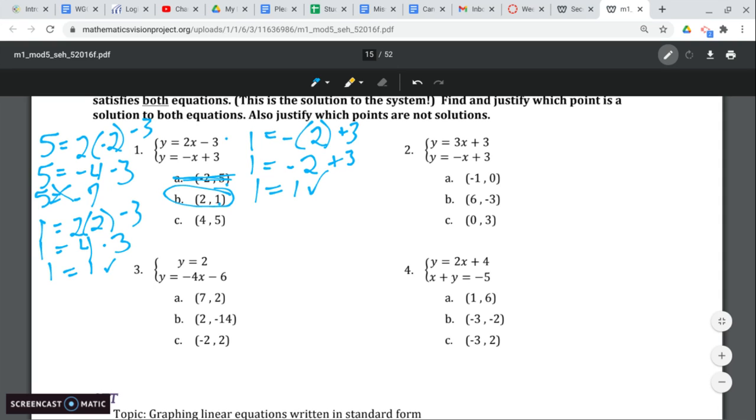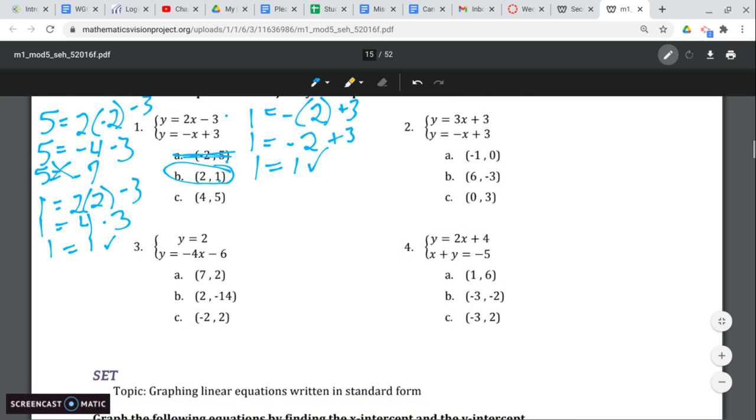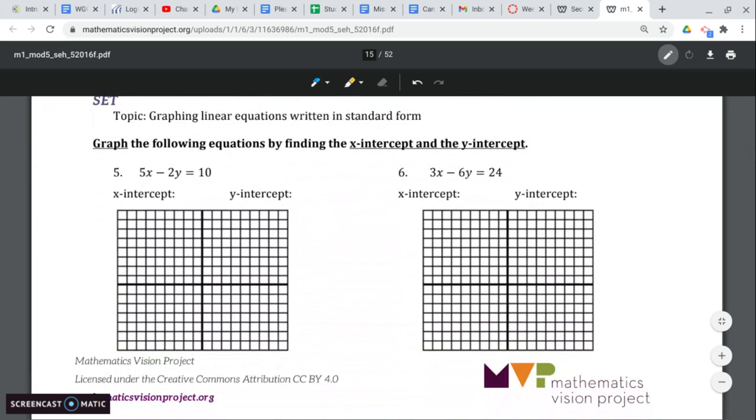Okay, so that's what you guys are going to do for 2, 3, and 4. And I'll give you a little hint on 3. It tells you what your y value has to be. So you automatically know which one it can't be, as long as you know how ordered pairs are written, which is in XY form.